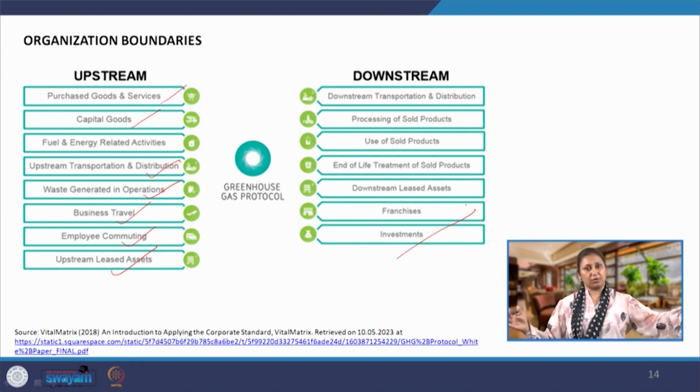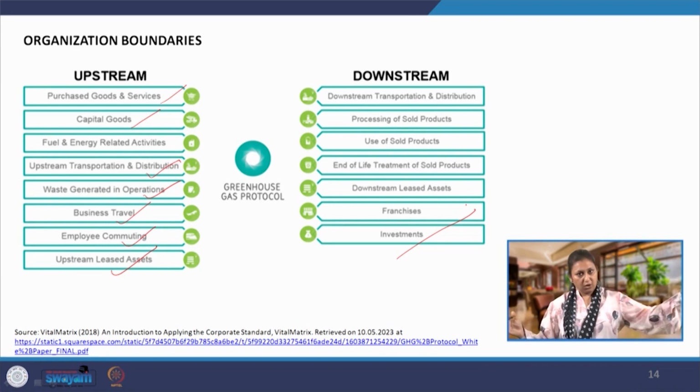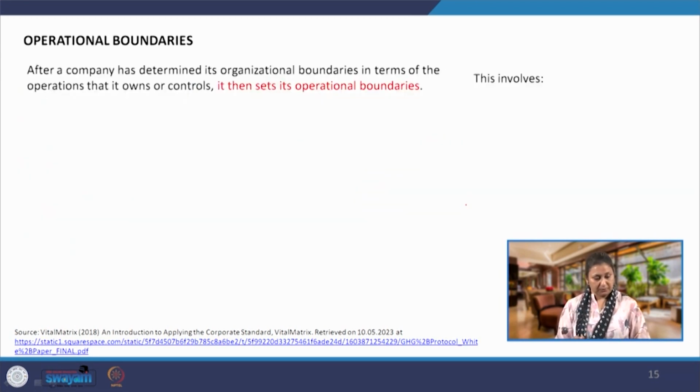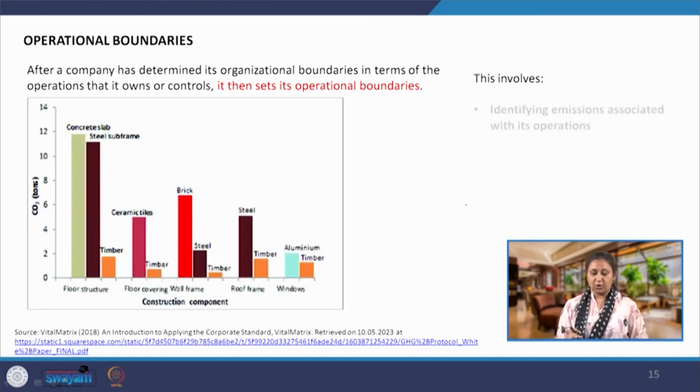Here from procurement and manufacturing, all this is upstream, and from selling and processing the sold products is all what we are talking about as the downstream. And in between we will have the operations of the company, which will actually be resulting in the scope 1. Once we have defined the organizational boundary, which kind of includes everything, we have to set its operational boundaries.